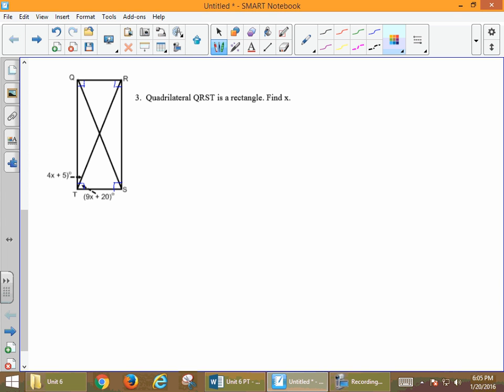In order to solve this problem, however, I will be using the fact that I have 90-degree angles. As I look down here in the bottom left corner, 4x plus 5 is this small angle. 9x plus 20 is the other angle. And we said that they are perpendicular, so that means if I add these two together, it has to equal 90. That's what perpendicular means, 90 degrees. To solve this, combine like terms, 4x and 9x will combine to give me 13x. And then 5 and 20 will combine to give me 25.